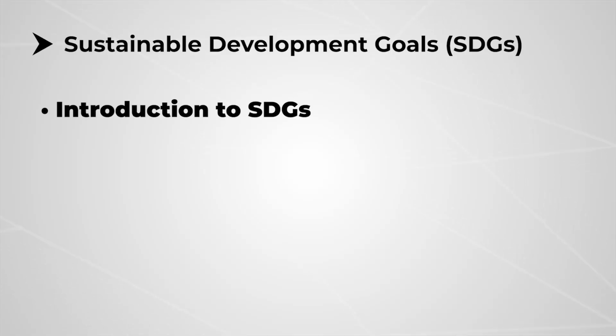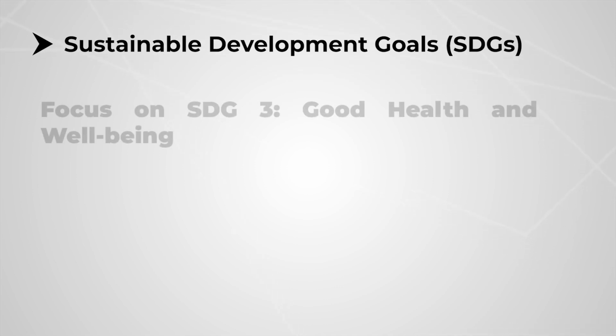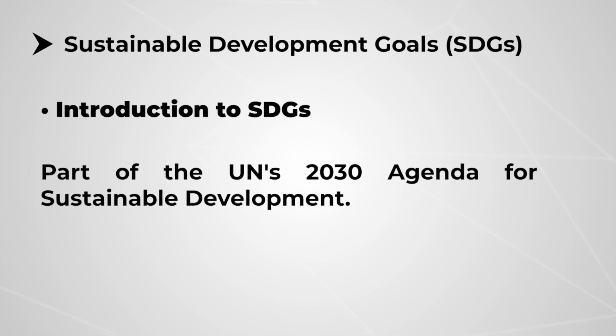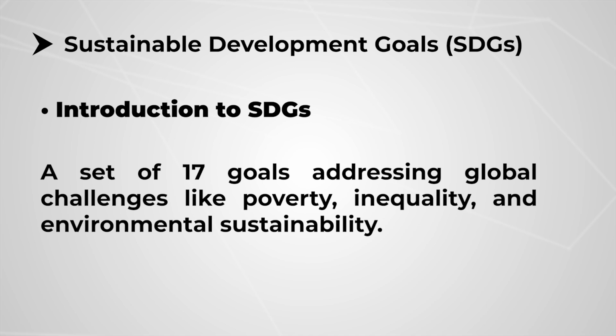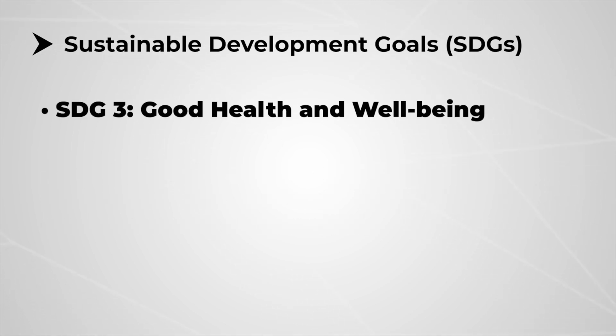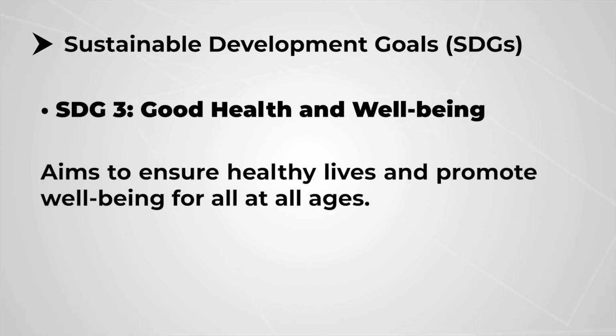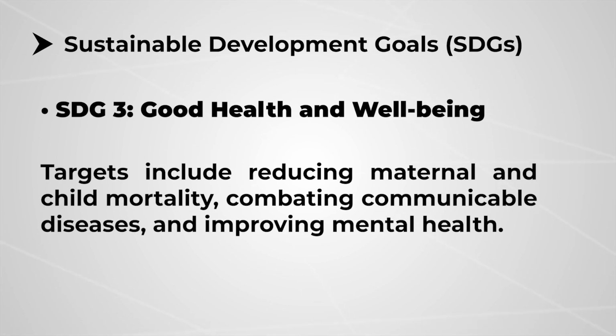So, an introduction to the Sustainable Development Goals, for example. The Sustainable Development Goals focus on SDG 3, good health and well-being, part of the United Nations 2030 Agenda, a set of 17 goals addressing global challenges like poverty, inequality and environmental sustainability, and also SDG 3, that is good health and well-being. It aims to ensure healthy lives and promote well-being for all ages in different countries, with targets including reducing maternal and child mortality, combating communicable diseases and improving mental health, with specific focus on least developed countries.